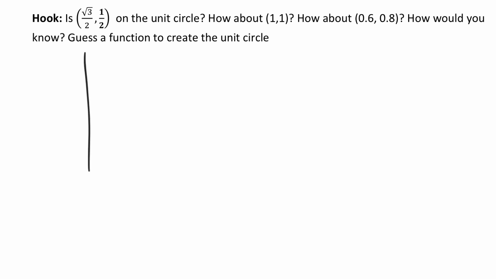equation. Because if you remember, we drew the unit circle like this, and we said it had a radius of 1. But how do you make a circle? What kind of function, equation, relation creates a circle? Let's go ahead and just take some guesses. We'll go on Desmos here and we'll see if we can create ourselves a circle.